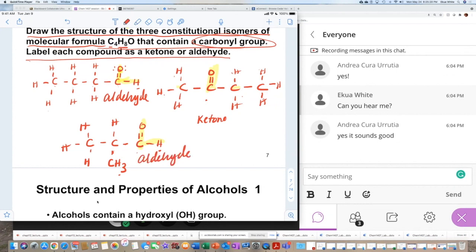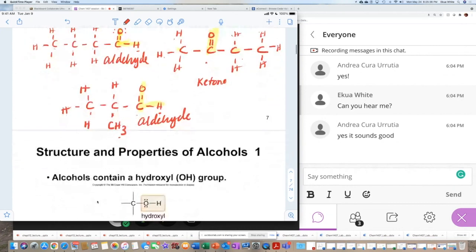Aldehyde. Right. I was thinking cyclical, but I was like, nah, we can't do that one because we have to lose 2 hydrogens. And that would get very complicated, right?